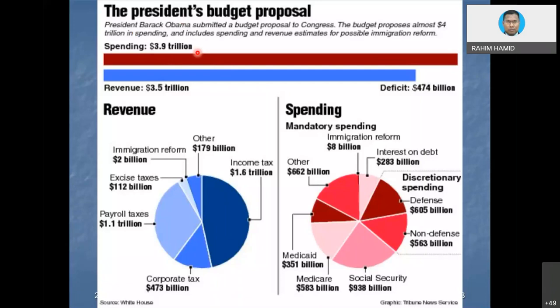And unfortunately, because the Americans act as a world police, they spend a lot of money on the military. You notice, maybe 1/3 of their spending is on the military, and they also have a lot of debt that they need to finish. So that is the issue.